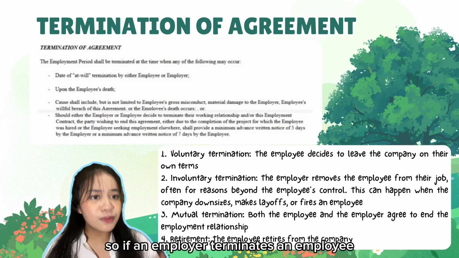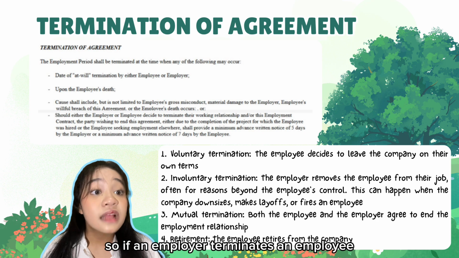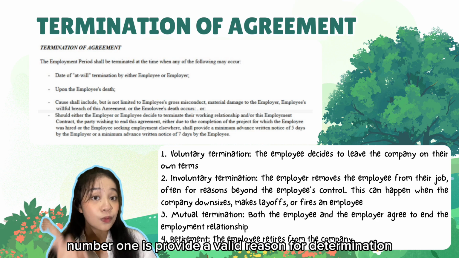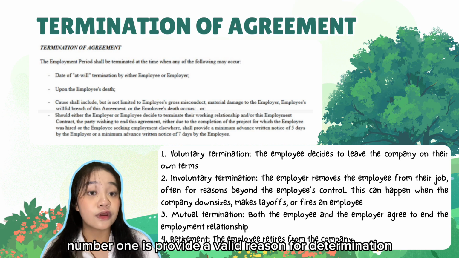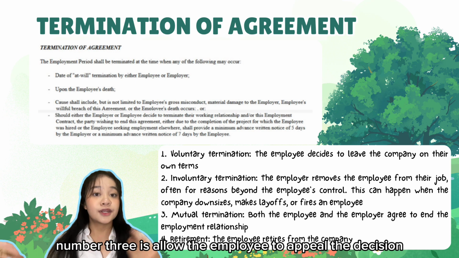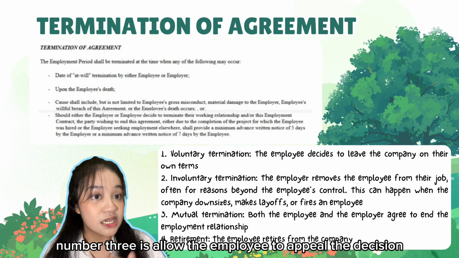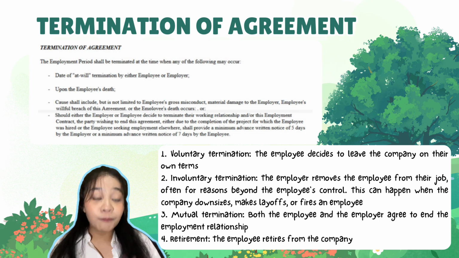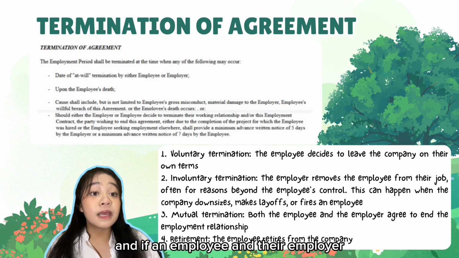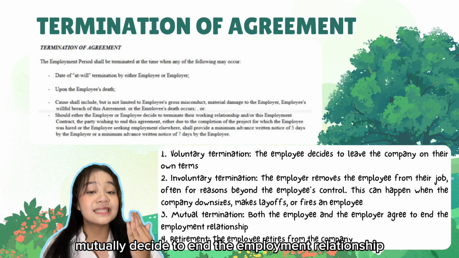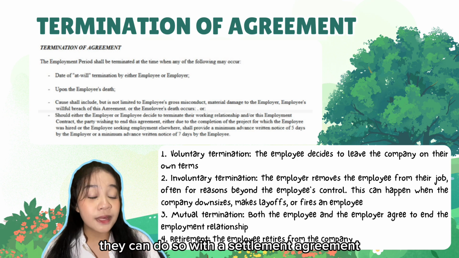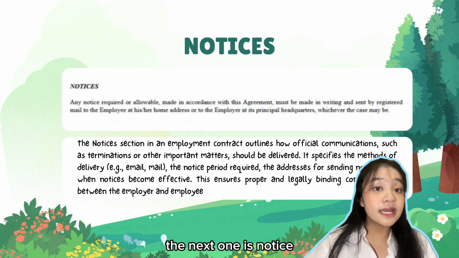So, if an employer terminates an employee, they should consider the following to avoid litigation. Number 1 is provide a valid reason for the termination. Number 2, give the employee advance notice. Number 3 is allow the employee to appeal the decision. Number 4 is pay the employee all benefits and severance pay. And if an employee and their employer mutually decide to end the employment relationship, they can do so with a settlement agreement. The next one is notice.